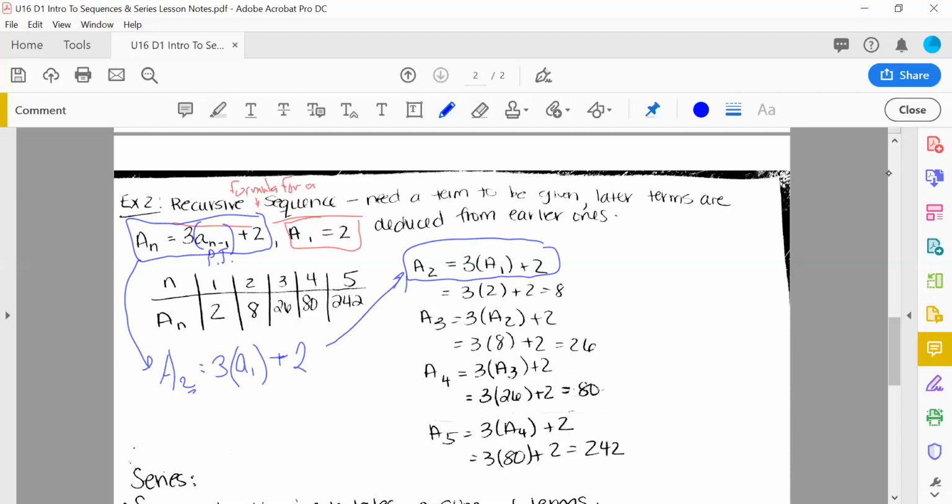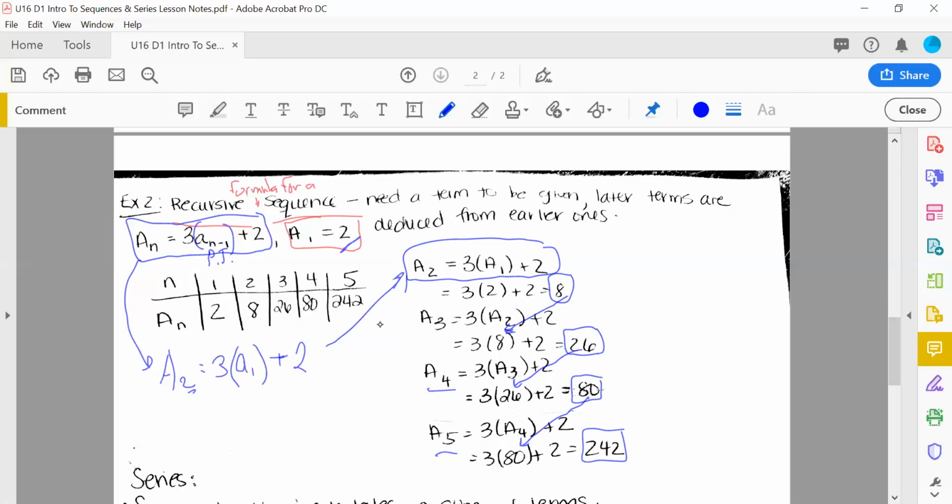So 3 times the previous term, which is a sub 1, which is the 2, is 3 times 2, which is 6. 6 plus 2 is 8. Then watch. To find a sub 3, I do 3 times the previous term, which is 8 now. 24 plus 2 is 26. Then to find a sub 4, I take 3 times the previous term, which is 26, plus 2, and I'll get 80. And then to find a sub 5, I do 3 times the previous term, which is 80, plus 2, and I'll get 242. And this sequence can keep on going forever.